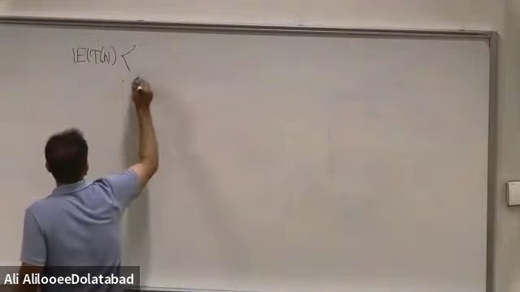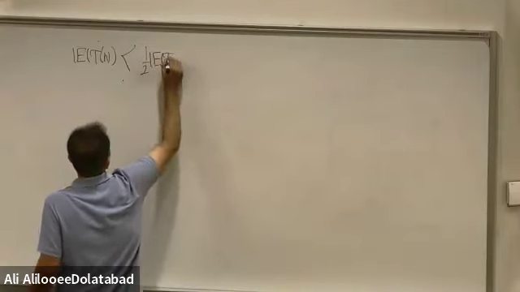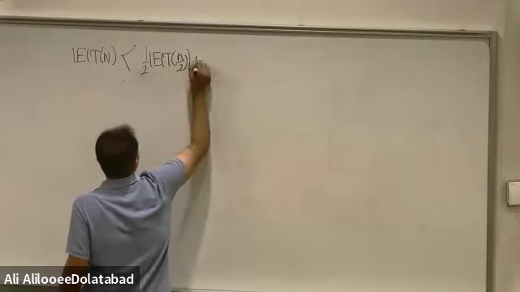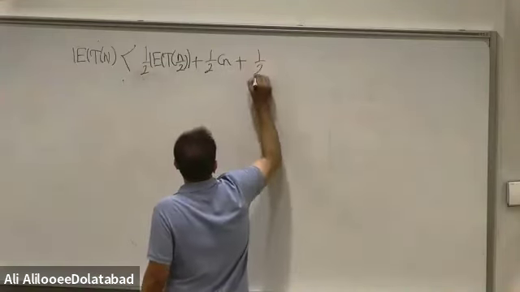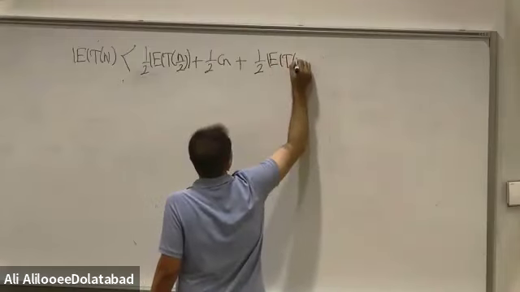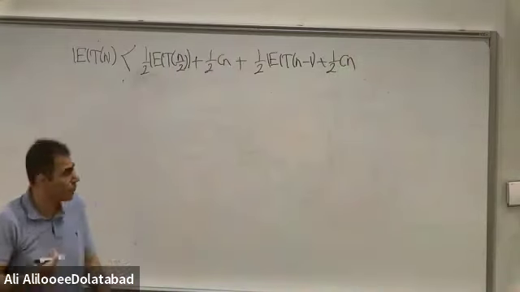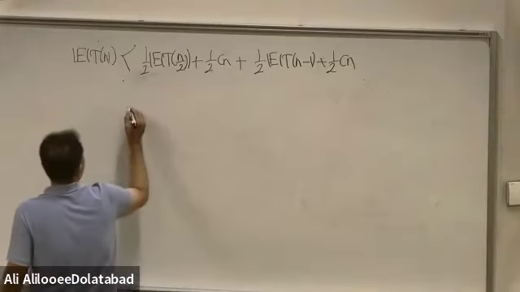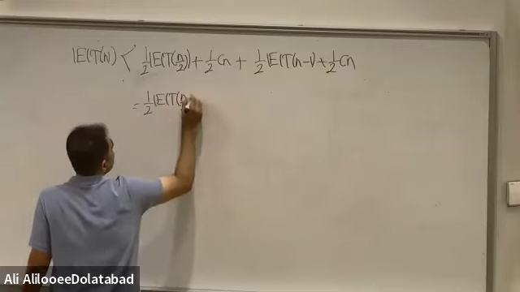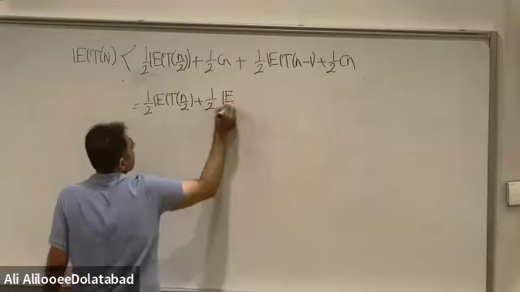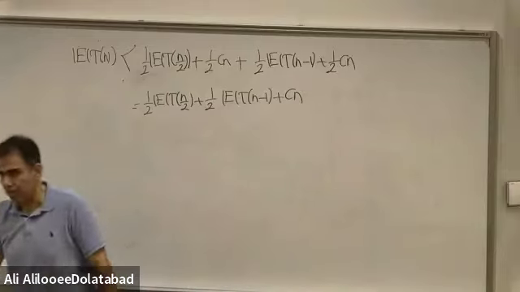E of Tn is less than, I will distribute 1/2 E of Tn over 2 plus 1/2 Cn. For the second one, I will distribute again 1/2 E of Tn minus 1 plus 1/2 Cn. If you simplify 1/2 Cn plus 1/2 Cn, you have 1/2 E of Tn over 2 plus 1/2 E of Tn minus 1 plus, 1/2 plus 1/2 is 1, Cn.